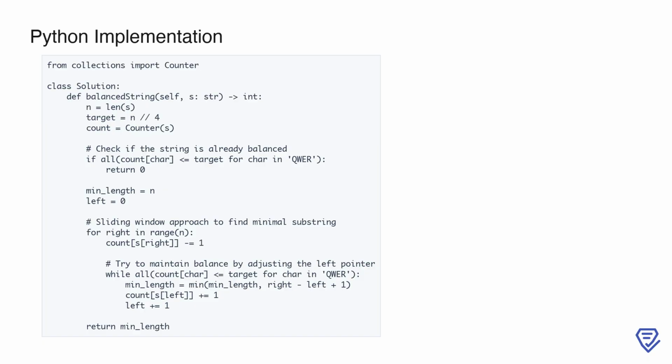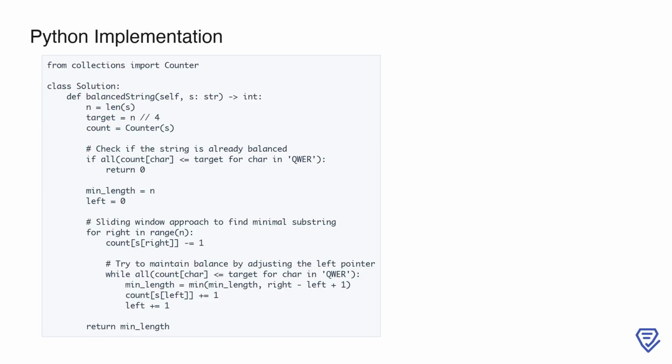3. Sliding window setup. The min_length variable is initialized to n, the maximum possible substring length. A left pointer is set to the beginning of the string to help define the sliding window. 4. Expanding the window. The right pointer iterates through the string. For each character, its count is decremented in the counter to simulate removing it from the current substring.